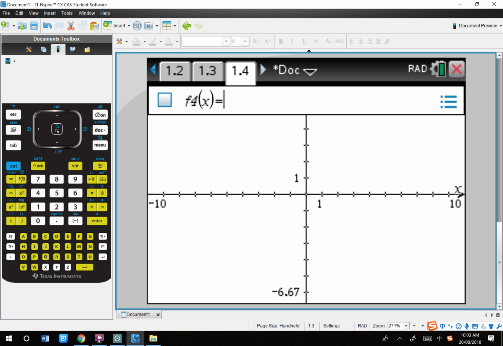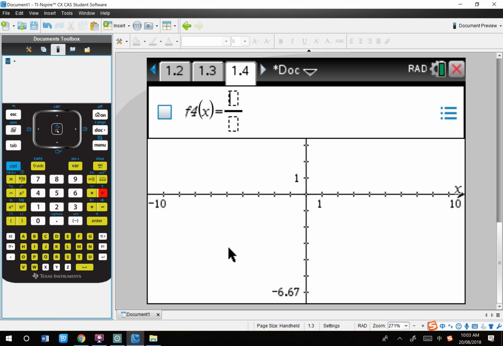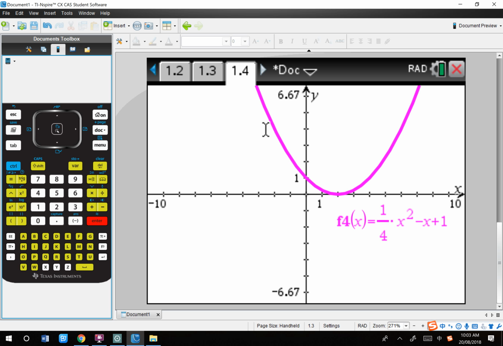What I will sketch is a quarter. Well, it's not really a question from the page. It's a quarter times x squared minus x plus 1. Okay, I want to sketch that. But just a random function. Just type the function in. Press enter. I have that.